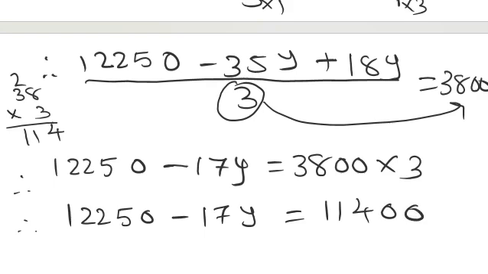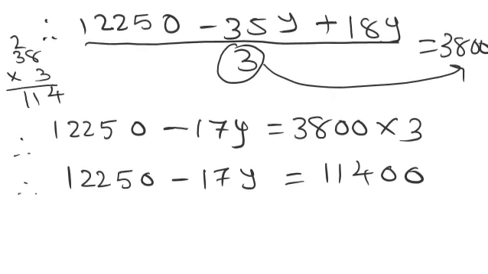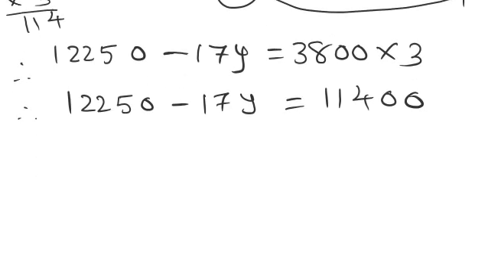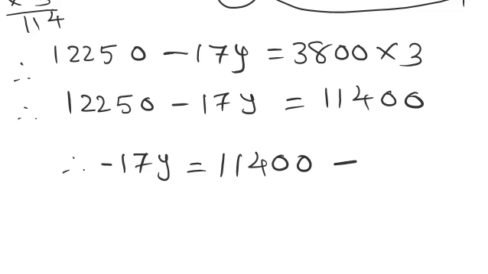Okay. So now we have 17y. Therefore we have minus 17y is equal to 11400 minus 12250. This 12250 changes position; a positive number becomes negative.